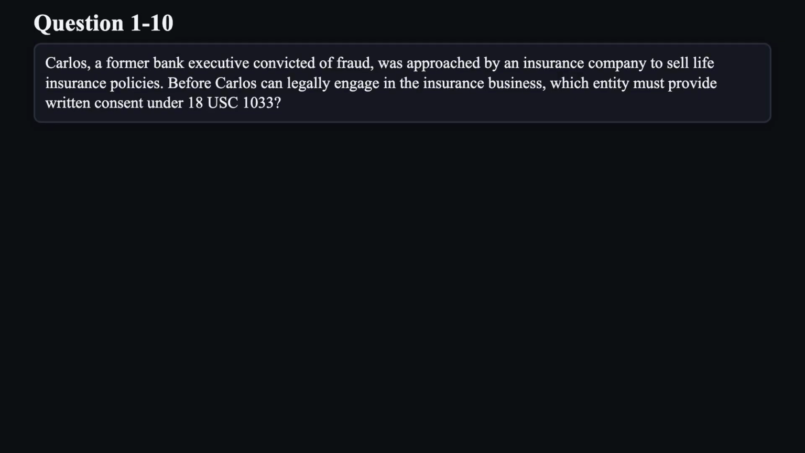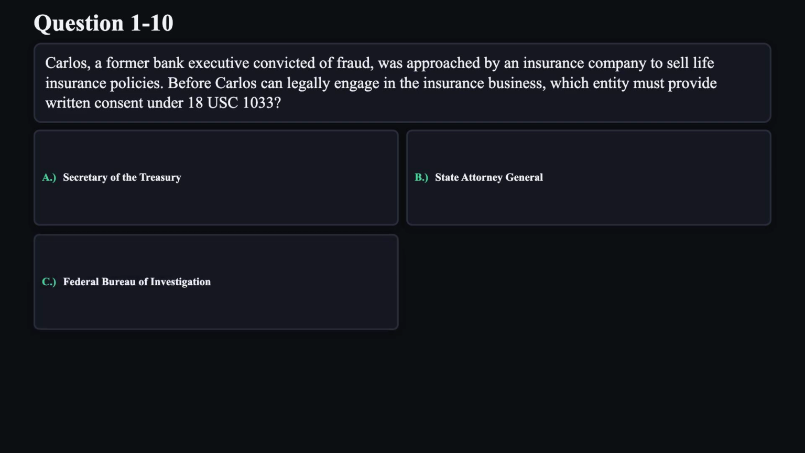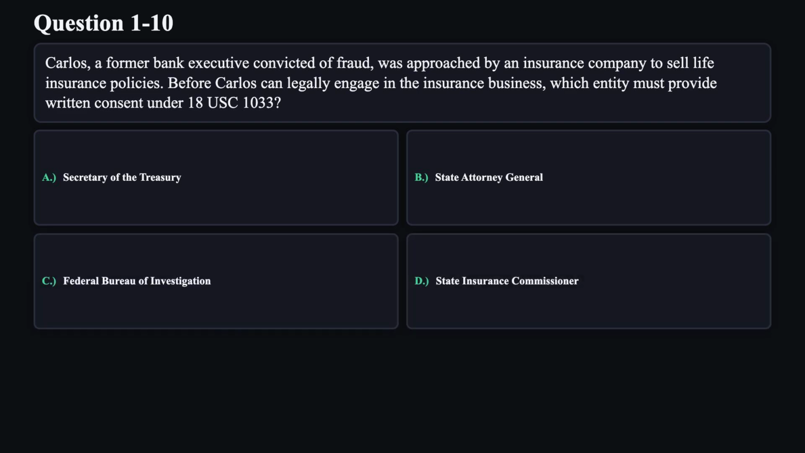Question 10. Carlos, a former bank executive convicted of fraud, was approached by an insurance company to sell life insurance policies. Before Carlos can legally engage in the insurance business, which entity must provide written consent under 18 U.S.C. 1033? A. Secretary of the Treasury. B. State Attorney General. C. Federal Bureau of Investigation. D. State Insurance Commissioner.